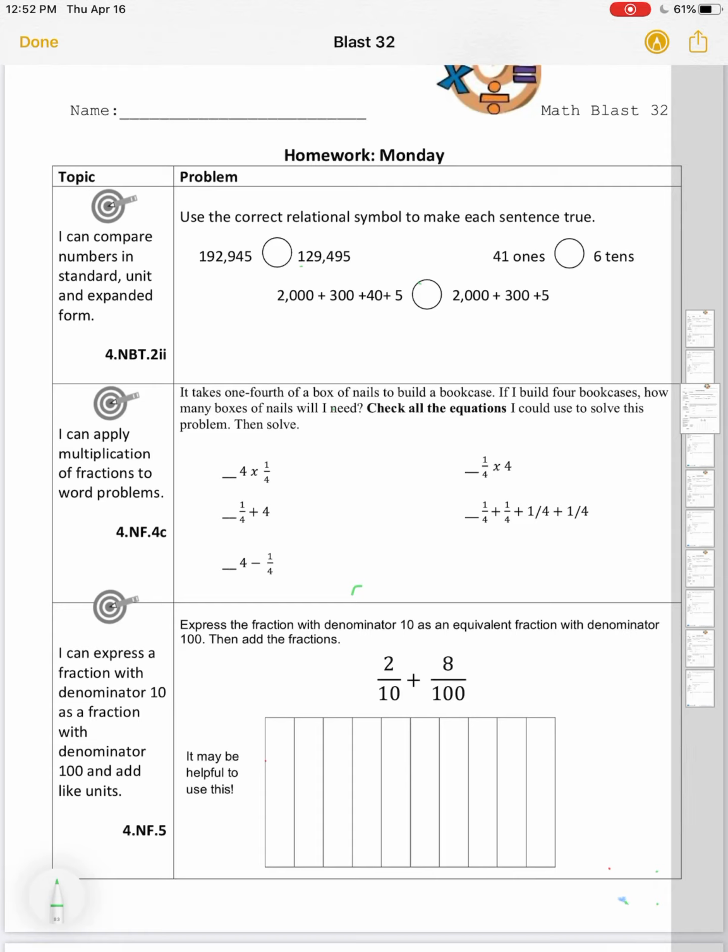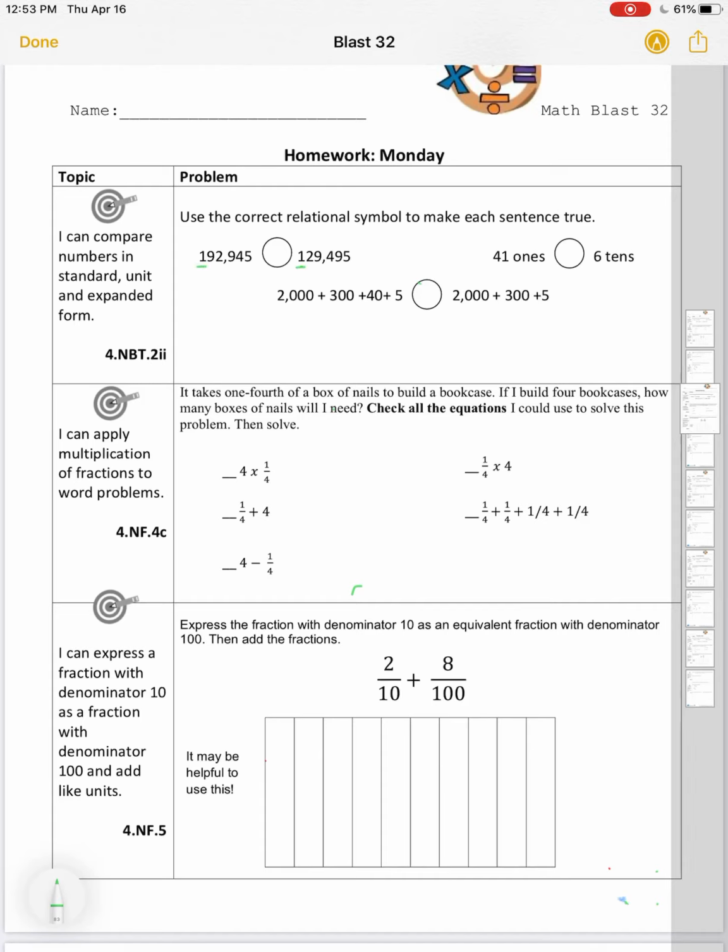Math Blast 32. I can compare numbers in standard, unit, and expanded form. Use the correct relational symbol to make each sentence true. 192,945 is being compared to 129,495. Those numbers are written in standard form.